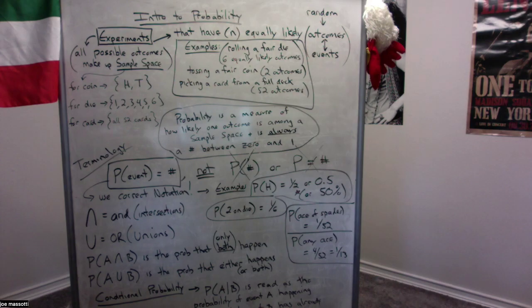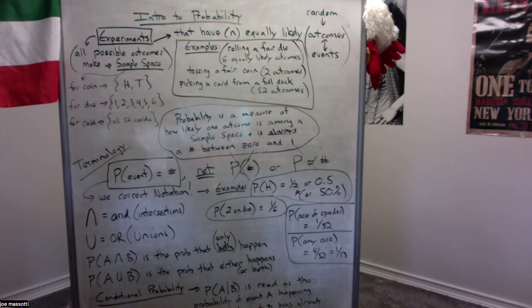All right, so we define probability as a numerical measure. That numerical measure is always a number between 0 and 1. Okay? So it's a numerical measure of how likely one outcome is among that entire sample space of equally likely outcomes. And it's always a number between 0 and 1.